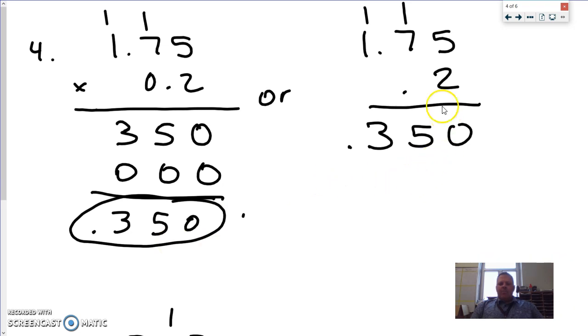Similarly, I can do the same problem over here without the 0 because I can write 2 tenths without that 0. It's the same number. I just have one less step, and I'll still get the same answer.